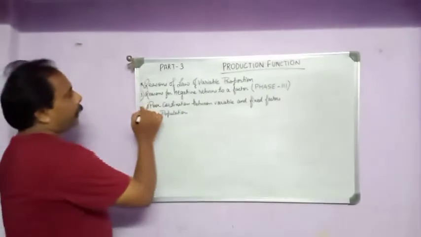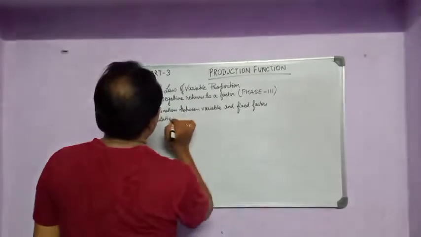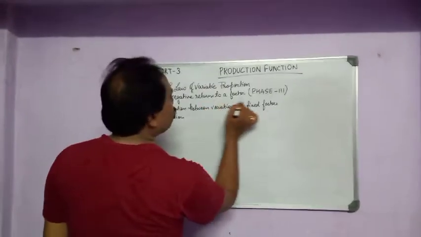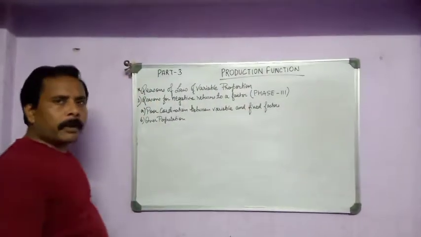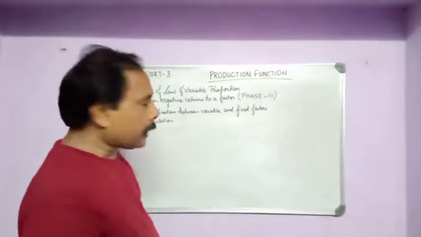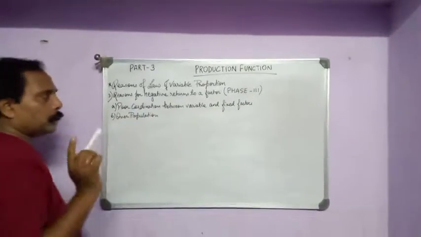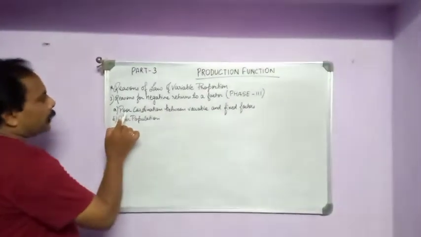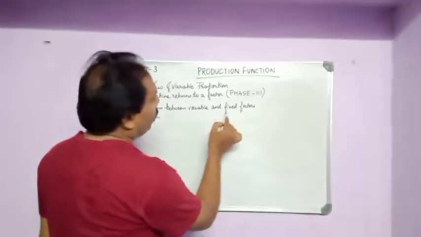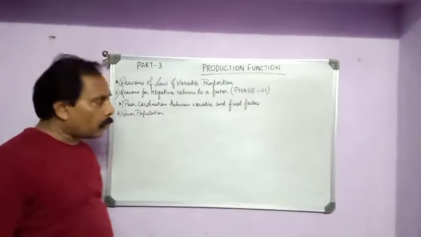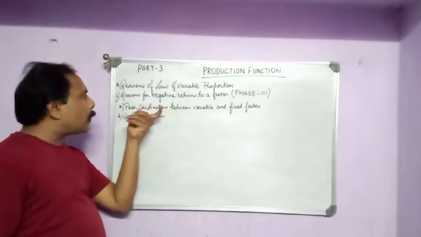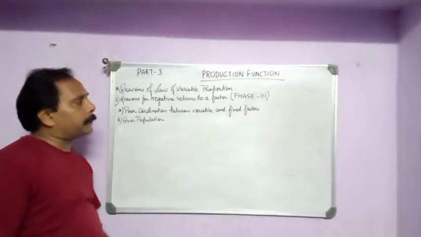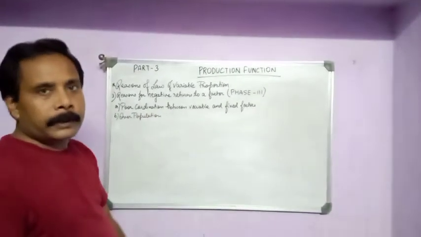So here that is the reason for negative returns to a factor. There are a number of reasons that may occur, but I have taken only 2 main points. First, that is the poor coordination between the variable and the fixed factors. Okay, so how will the poor coordination take place between the variable and fixed factors?